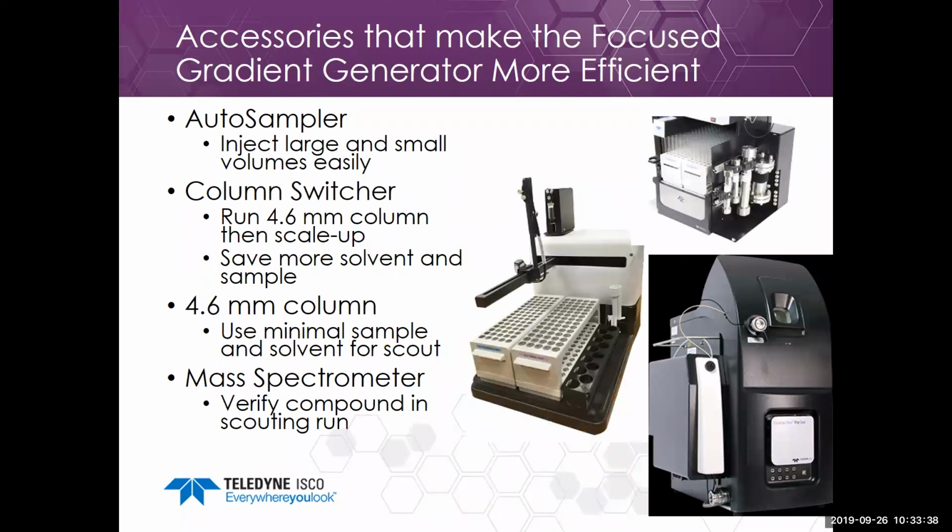There's some accessories that make the focus gradient generator more efficient. These include the auto sampler, so you can inject very large and small columns easily. A column switcher lets you run a 4.6 millimeter column and then scale up and save more sample. There's no reason why you can't run a scouting run and a prep run on the same preparative column, but the small column just saves solvent. Of course, with the 4.6 millimeter column, the mass spectrometer allows you to verify which compound you want during the scouting run.